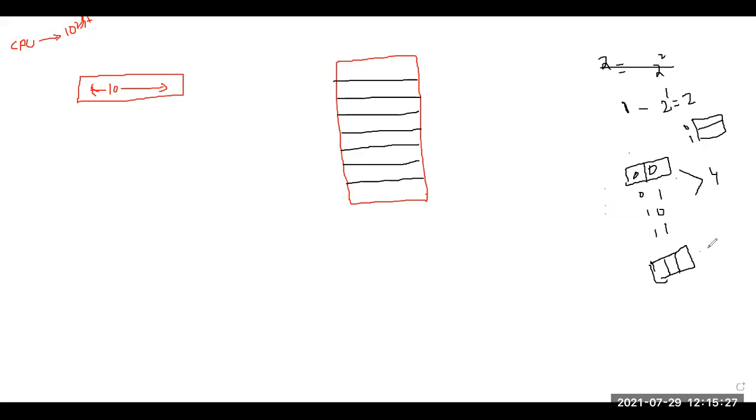So maximum location will be 2 to the power of 3, which will be your 8 locations. It can support a maximum of 8 locations. Now if I'm saying here, if we say the CPU can generate a 10 bit address, then what is the maximum number of locations that can be supported? The maximum number of locations that can be supported is 2 to the power of 10. Yes or no?